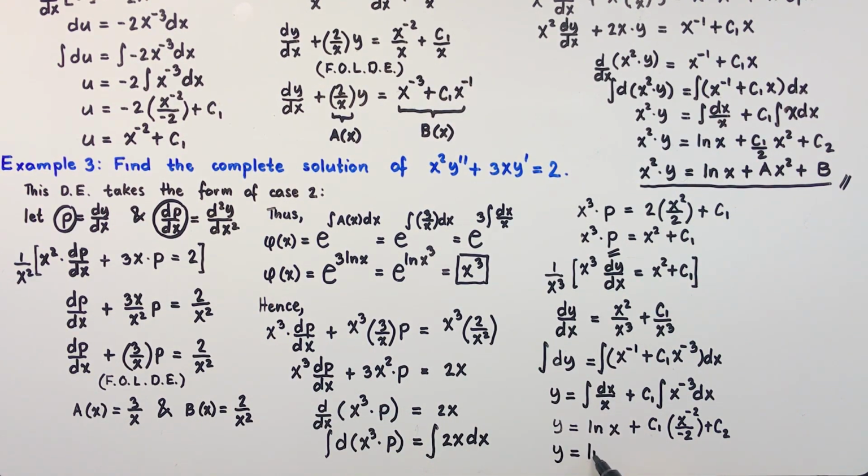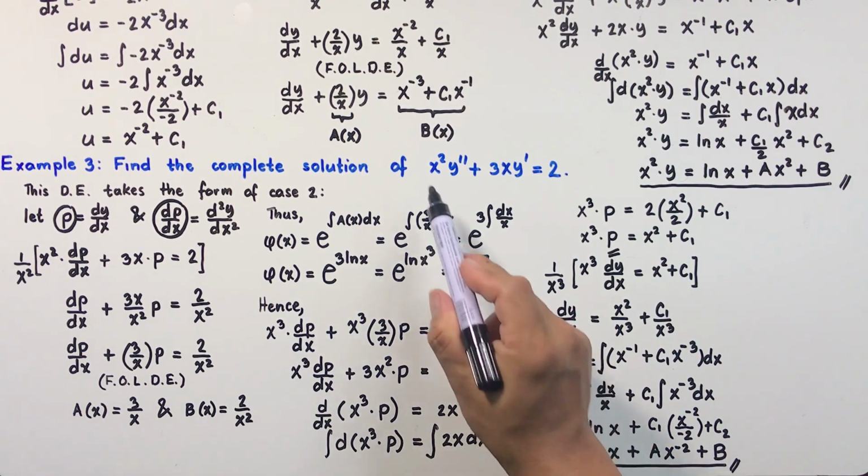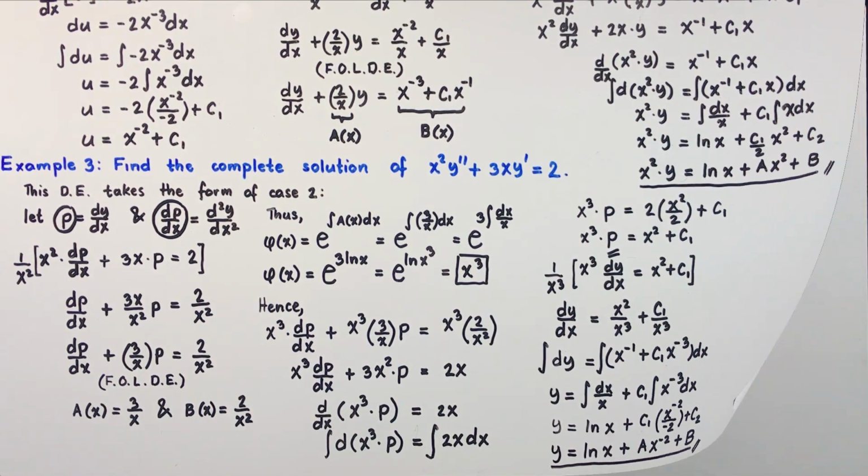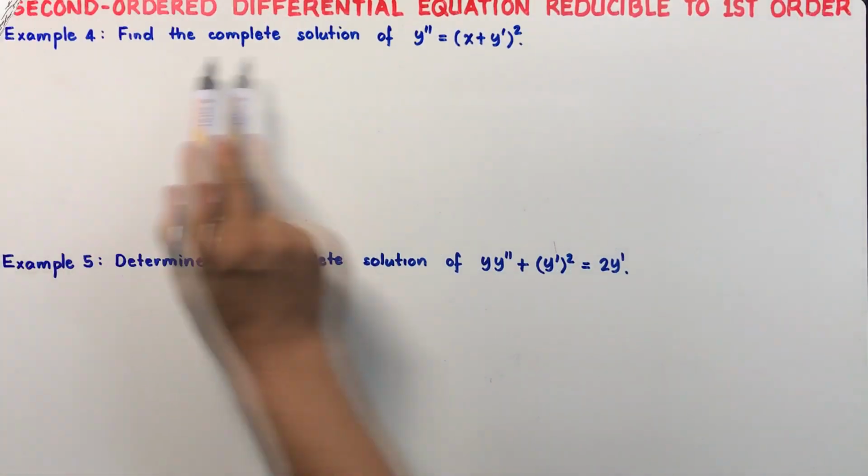So y is equal to the natural log of x plus a times x to the power negative 2 plus b here. And this is our solution for this differential equation, where a and b are the two arbitrary constants in this final solution. Now let's proceed to our example number 4.